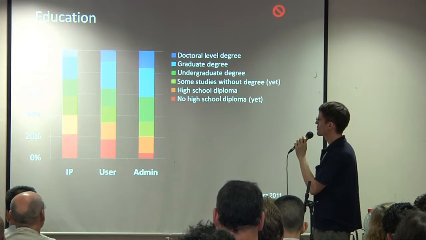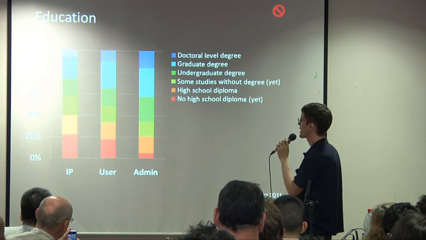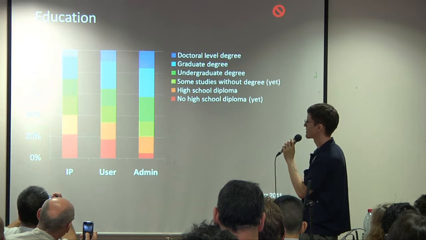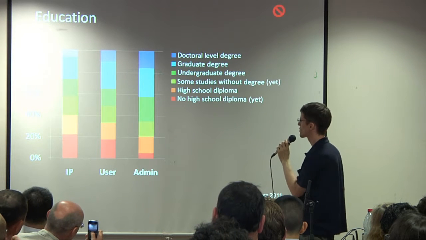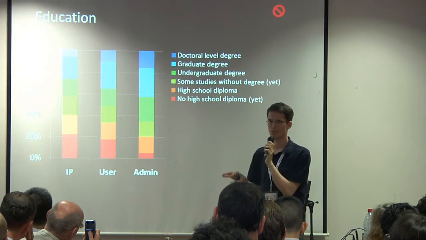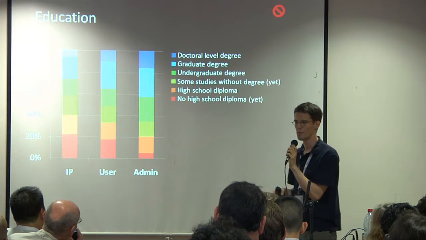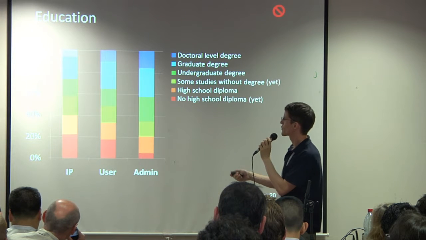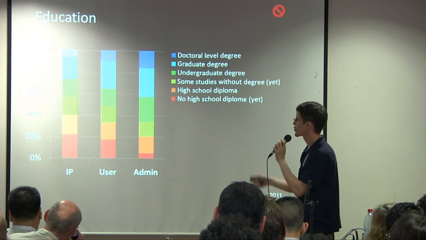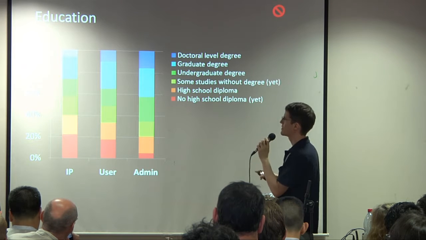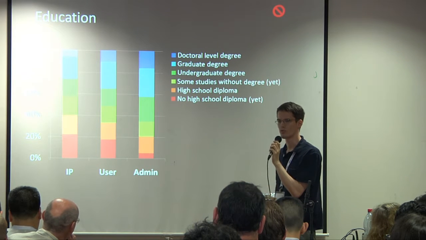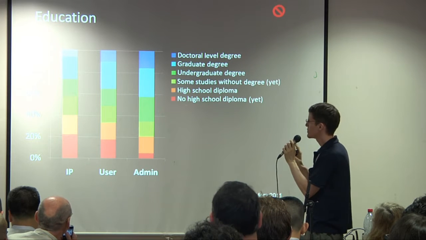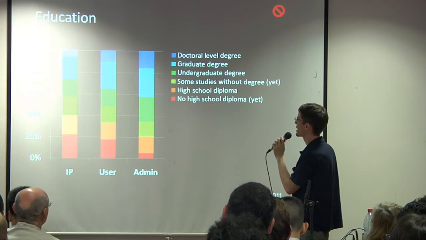This is education levels compared between IP users, users, and admins. As you see, education levels rise from IP to user to admins. So that means that Wikipedia is attracting a certain group of people, well-educated people in that sense. Of course, this shouldn't tell you, okay, IPs are less educated than the other groups, so let's just not care about them. This would be a completely wrong idea to get.